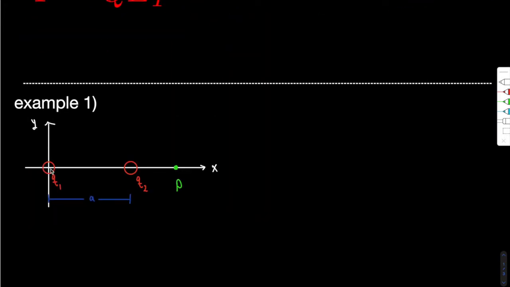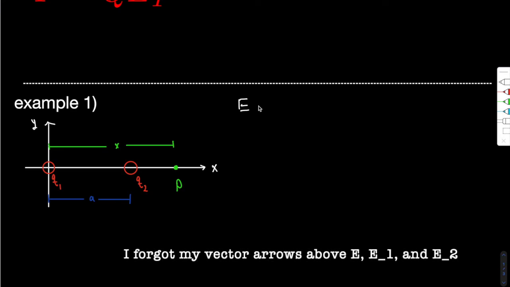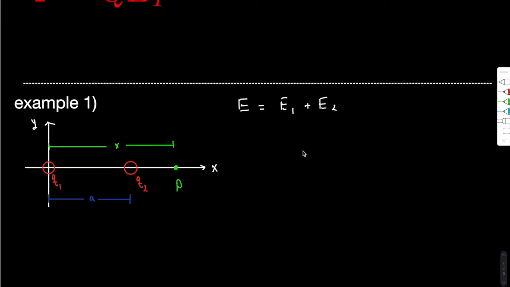So example 1, we have two charged particles, Q1 at the origin and Q2 some distance a away from the origin, and we want to find the electric field at P, which is some distance x away from the origin on the x-axis. To find the electric field, we can use the sum, but the sum only goes to 2. So we can rewrite the electric field as just the sum of 2 electric fields, E1 plus E2, where E1 corresponds to the electric field of this particle at this point, and E2 is the electric field of this particle at this point.